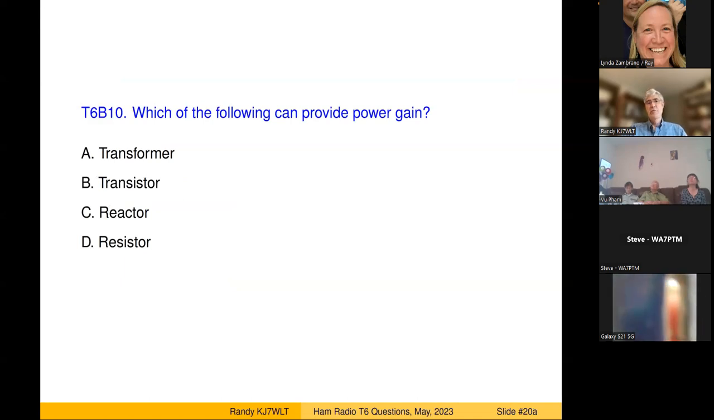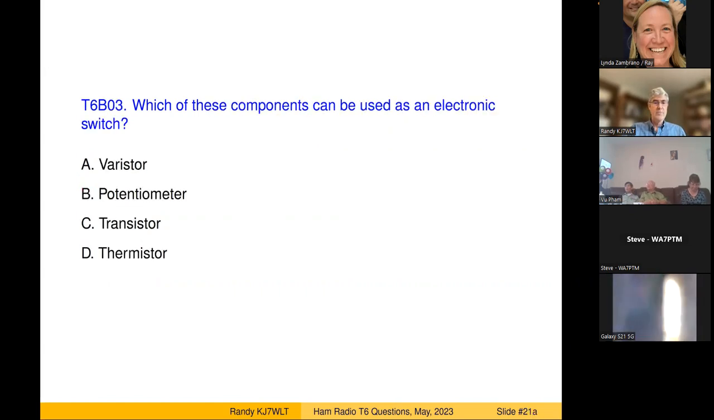So I think I've given this away already, but which of the following can provide power gain? Well, out of these, what we've just been talking about is the transistor. Which of these components can be used as an electronic switch? Well, this is another application of a transistor. You can use it to switch whether current is going one way or another.